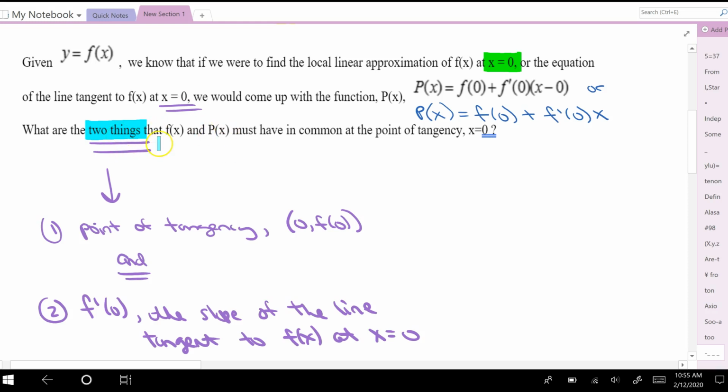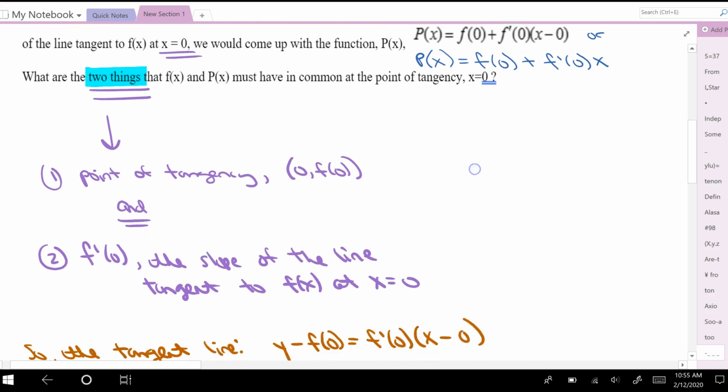So when we found the equation of the line tangent to f of x, or what I'm calling here p of x, there were two things we wanted to have in common with the function. Number one, that tangent line had to have the point of tangency in common, of course. The tangent line has to have the point of tangency in common with the function. And specifically, that point would be x equals 0, and then whatever the y value is at x equals 0. So we want the point of tangency to be in common.